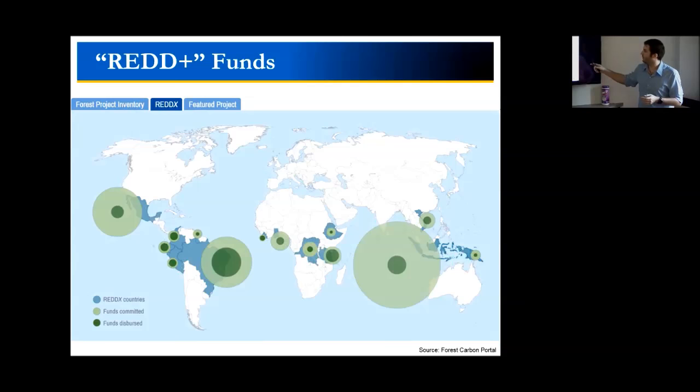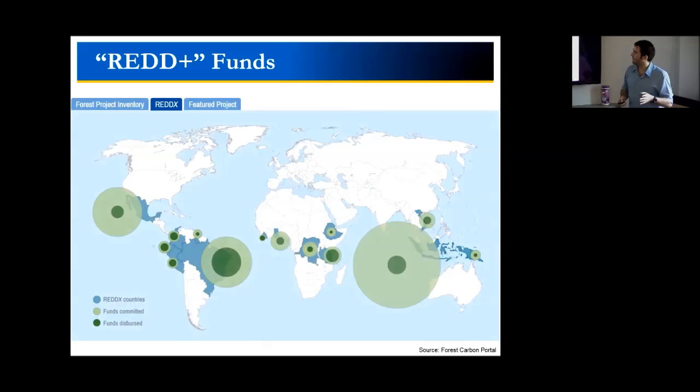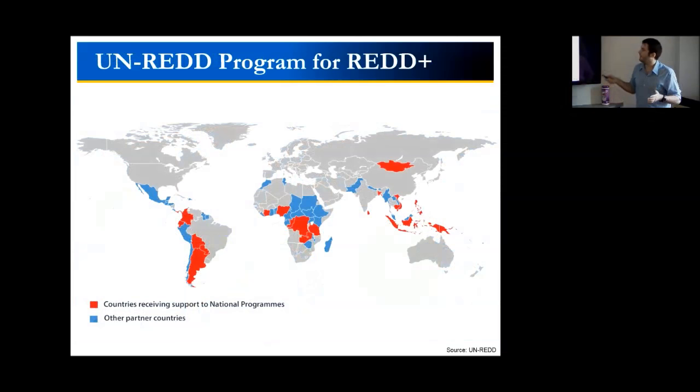But I would like you to compare this map to this other one. This one is from the United Nations program on REDD. And you can see that Brazil, for instance, is receiving REDD money, but it's not even part of the UN REDD program. And that's because there are many things happening with REDD.